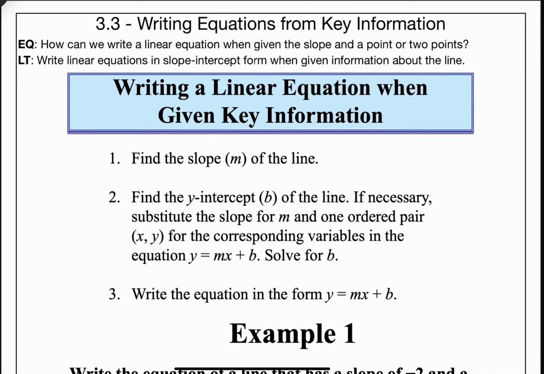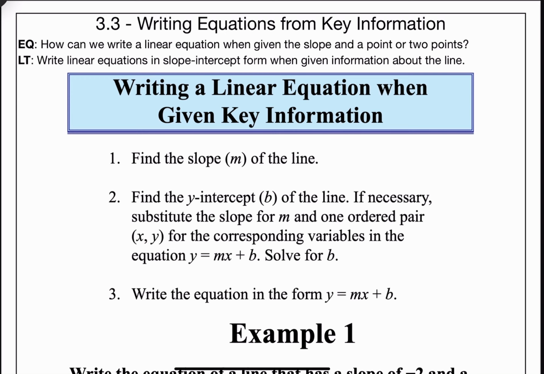All right, hey y'all. So today we're going to go over lesson 3.3 in our notes, which is writing equations from key information. So we're going to be given information about a linear equation, and then from that information, we're going to write a linear equation from it. So our essential question is, how can we write a linear equation when given the slope and a point or 2 points? And then our learning target is that we'll be able to write linear equations in slope-intercept form when given information about the line.